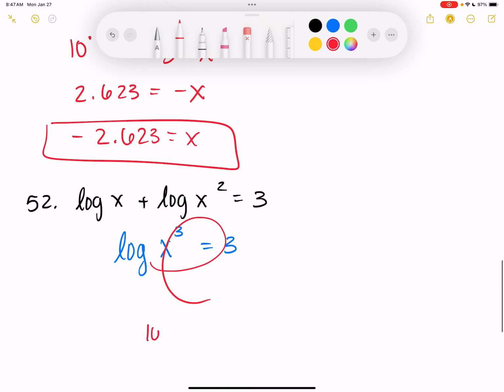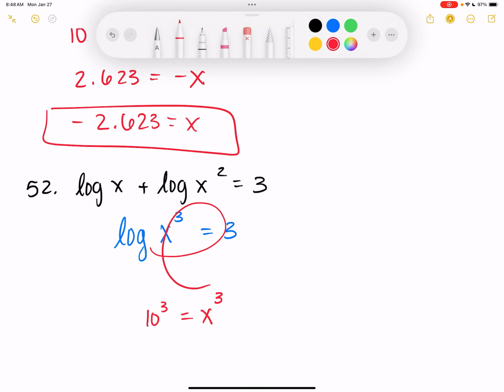So I start here, loop around. So I've got 10 cubed equals x cubed. Now, what must be true? Yep, x has to be 10 because both of these are cubed. So without me having to even do any more work, 10 has to be equal to x because I took the cube root of both sides.